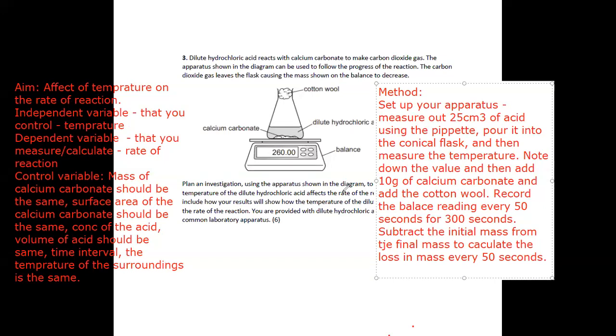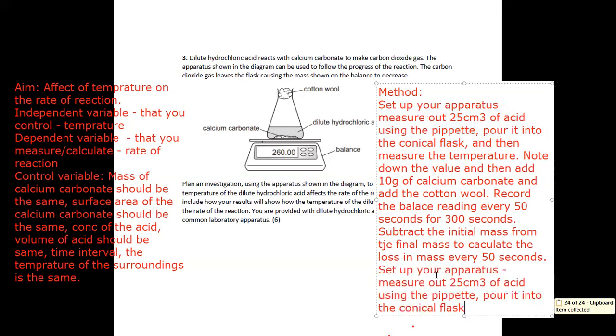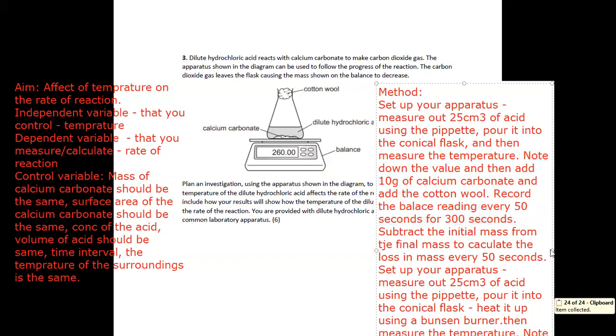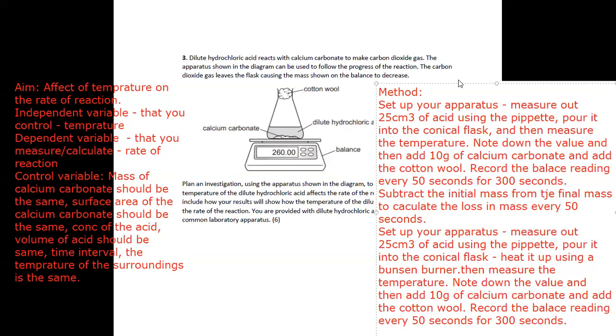Then we will do the experiment again. Again, set up your apparatus like so. And then what are we going to go ahead and do? We are then going to heat it up using a Bunsen burner, right? Then the rest of the process will again be the same. Measure the temperature, record the balance reading, everything else we're going to do exactly the same, right? So this is our method.